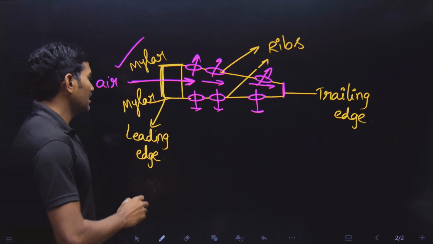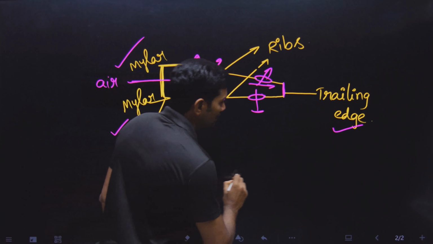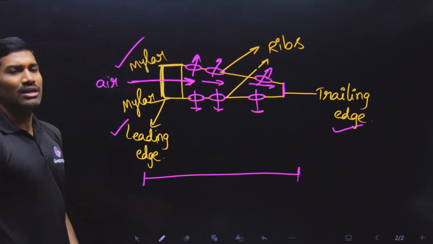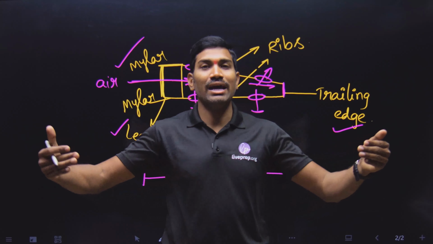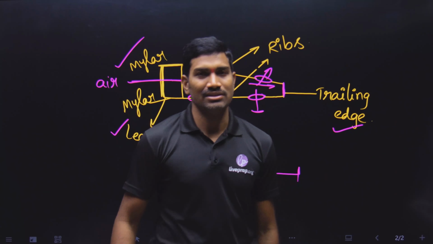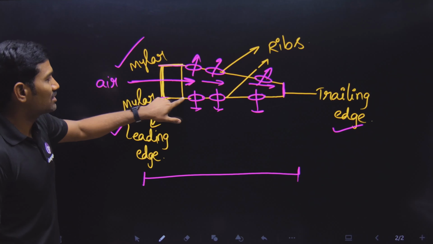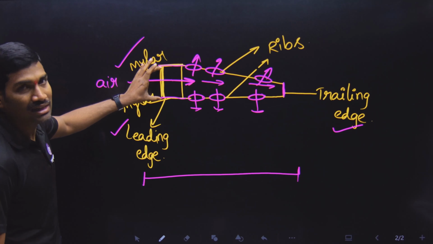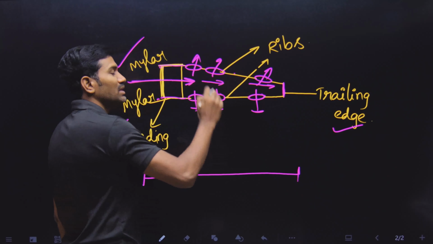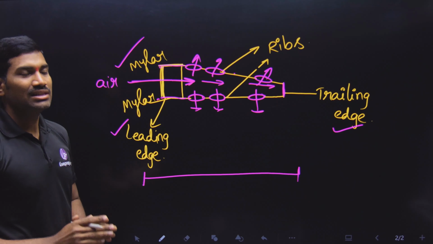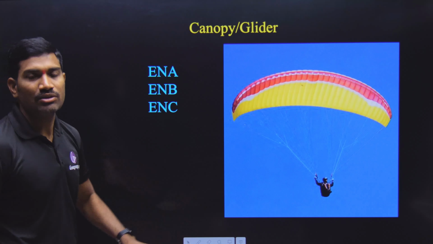And here you need to understand the names: leading edge, trailing edge. What is the chord length? The length from the leading edge to the trailing edge is called the chord length, and the chord length is maximum at the center of the canopy. As you are going to the ends, what happens to the chord length? It will decrease. This is another point. And next you need to know what is a mylar, and what is a cell. This is the cell. And what are the ribs? And why are the ribs having holes? These are some basic things that you need to understand. Clear? I hope now you understood the names related to the canopy.